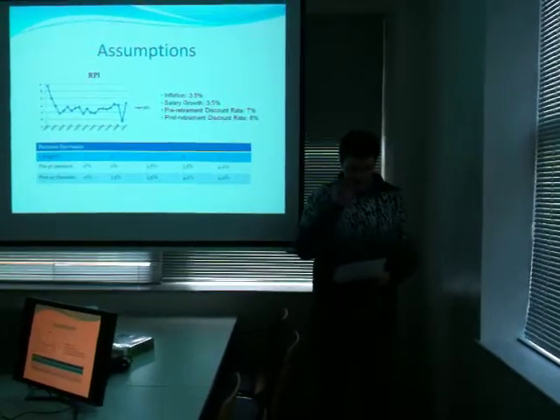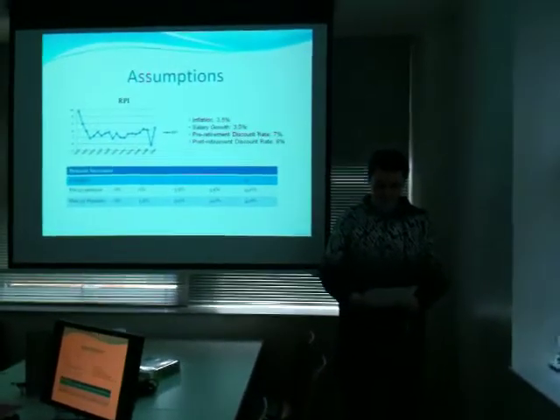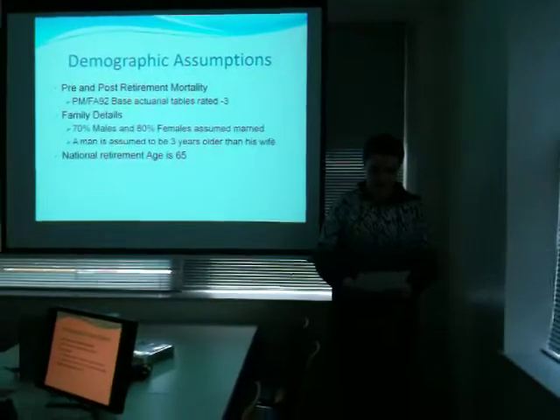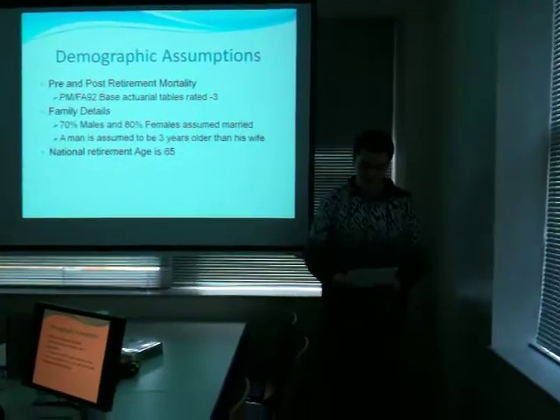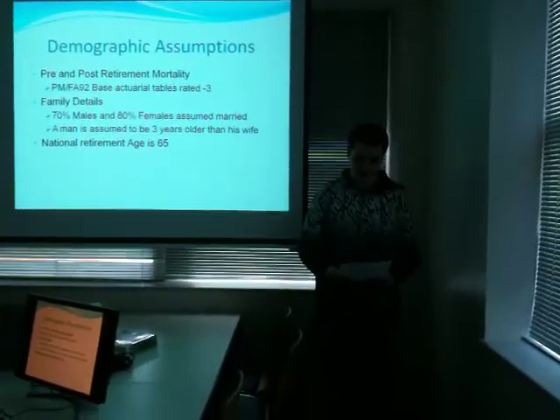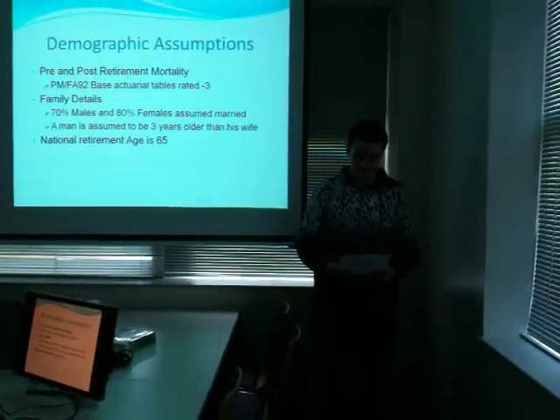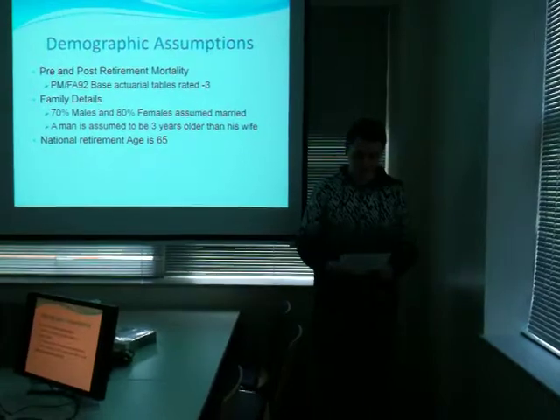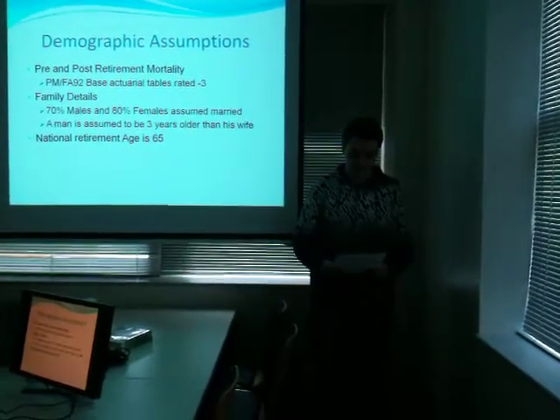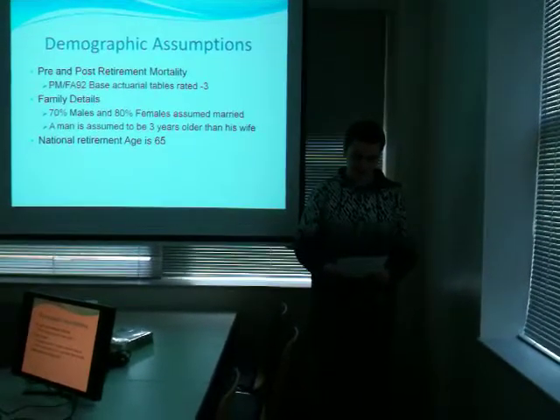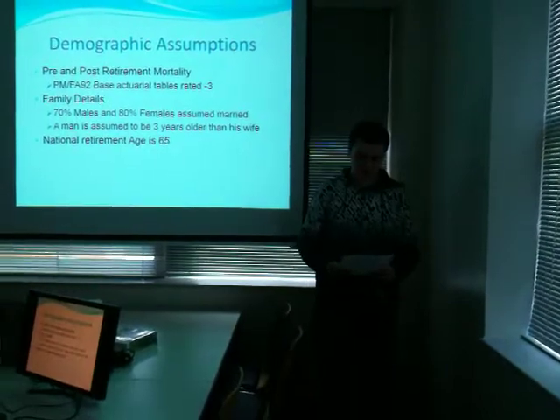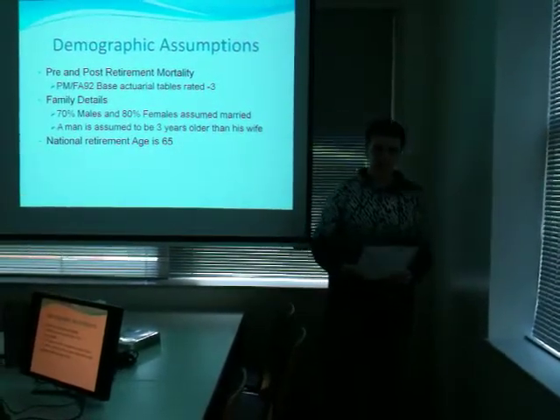For our demographic assumptions, we used the PMI 92 base actuarial tables for males and females, pre- and post-retirement and non-pensioners, which are rated -3 to reflect improvement in mortality since 1992. When considering family, we assumed that a man is 3 years older than his wife and that 70% of males and 80% of females are married at retirement or their earlier death. Finally, we assumed normal retirement age to be 65.